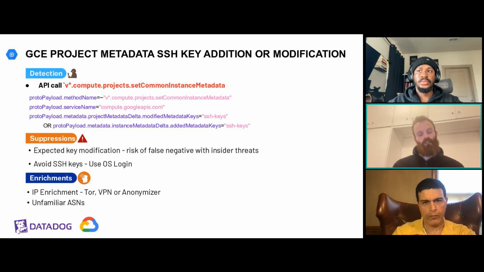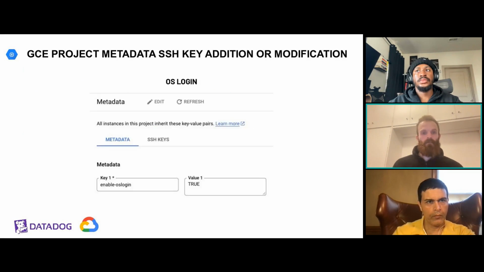But if this feature is implemented, you'll naturally see a reduction in this type of activity, and therefore, if it is to occur, will be of interest. Again, the enrichment here, very similar, that you could choose IP enrichments, unfamiliar network metadata like ASNs.